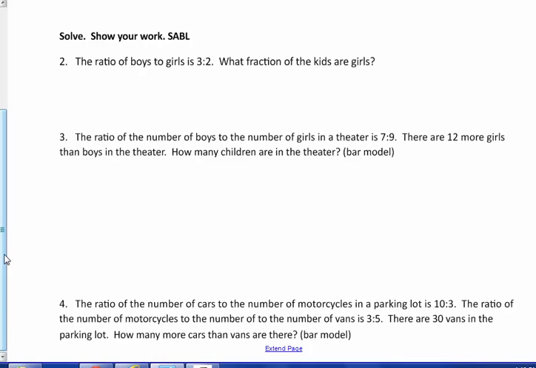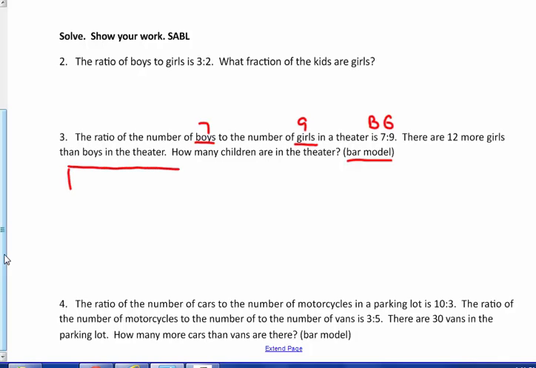Number 2, I'm going to skip and we'll do that in class on Monday. Number 3, the ratio of the number of boys to the number of girls in a theater is 7 to 9. There are 12 more girls than boys in the theater. How many children are there in the theater? Little hint here. Let's try a bar model. So we have 7 is the boys. They are first in the English. 9 relates to the girls. They are the second in the English and second in the math. So it's a 7 to 9 ratio.